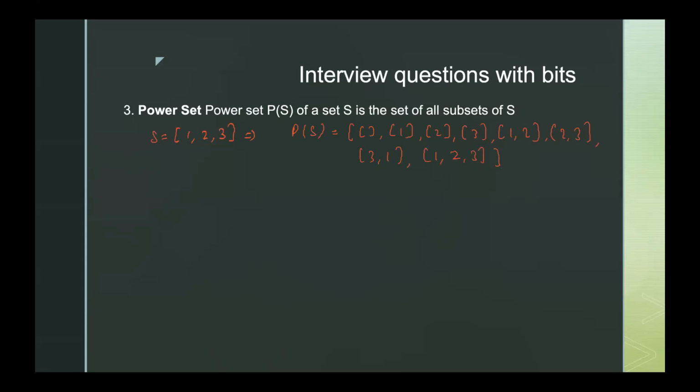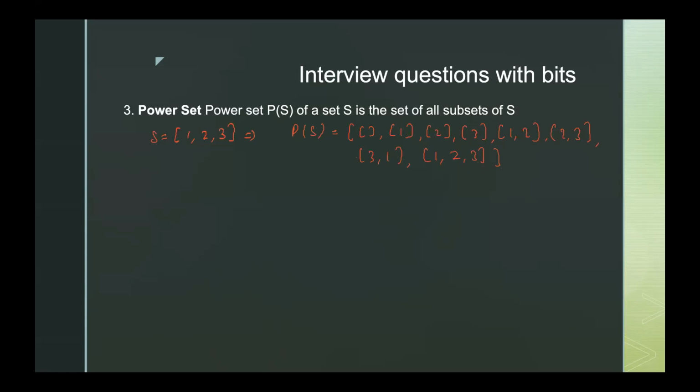Okay, so this is how we are going to achieve it. This is what a power set is. Now, how can we achieve this? There is one way, using the backtracking method, but since this session is on bitwise manipulation, we need to think of it in the bit way. So how can we achieve this using bits?